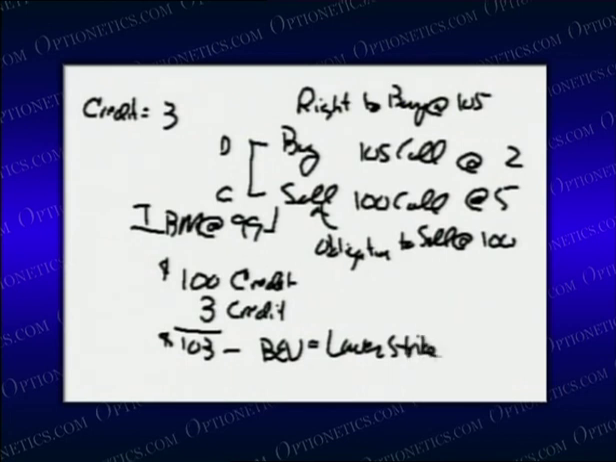plus your credit. And what you want is for IBM to stay, hopefully, below 100. If it hits above there, then you have a $3 cushion, really what it's saying, until the point where you start to lose some money on that trade.